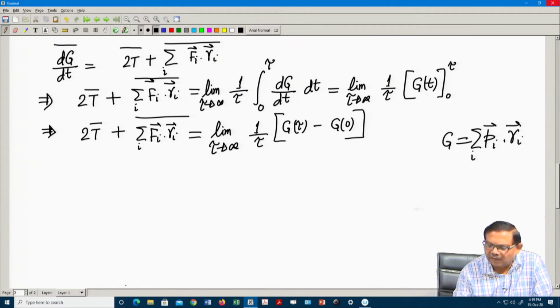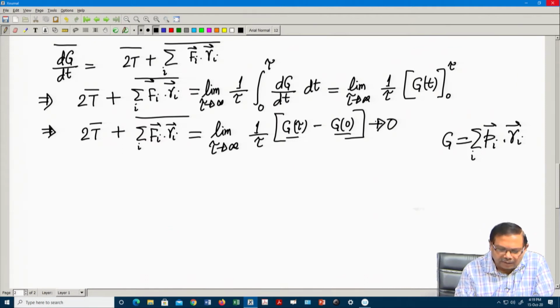If that is the case, G of t and G of 0 are both bounded, and if I take the average for a very long time, then this will go to 0, right.